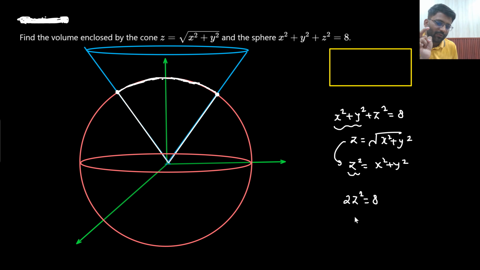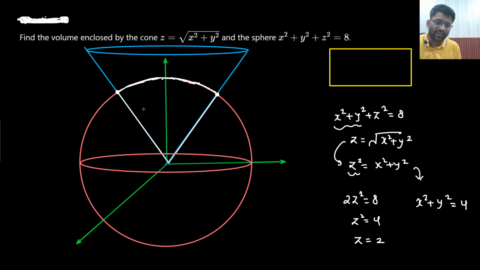Z square is coming out to be 4. So from here the value of z is coming out to be 2. This we have understood. Now if I put the value of z equals to 2 here, what am I getting? X square plus y square equals to 4.